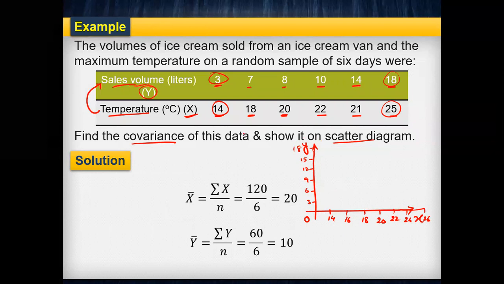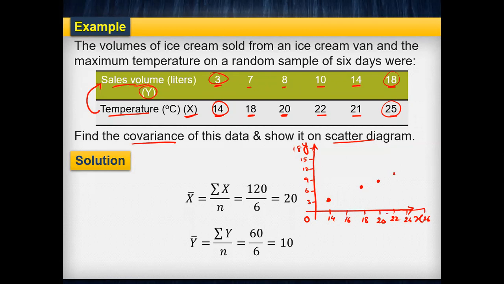Now when the temperature was 14, the sales were 3, put a dot. When the temperature is 18, the sales were 7, put a dot. When the temperature is 20, the sales were 8, you put another dot. When the temperature is 22, sales were 10.